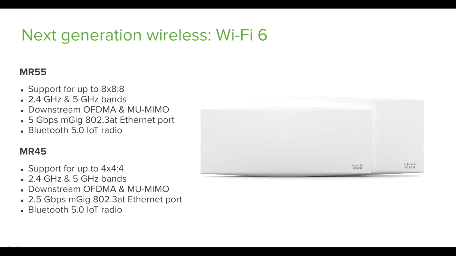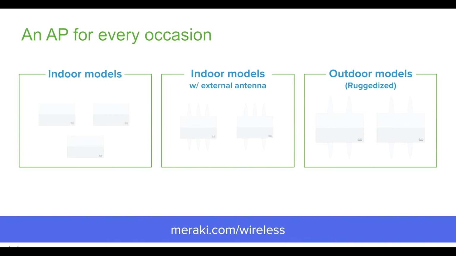So these are some of the new APs that we've launched, but in addition, we've also got a whole suite of indoor models, outdoor models with external antennas, as well as outdoor ruggedized IP67 models. You can learn more about all of these different products on meraki.com/wireless. What you will notice is that, compared to some other upstart wireless companies, they may be quite a bit more limited as far as the different models they offer. We do have an AP for every occasion, and we've got all these different external antenna capabilities as well.